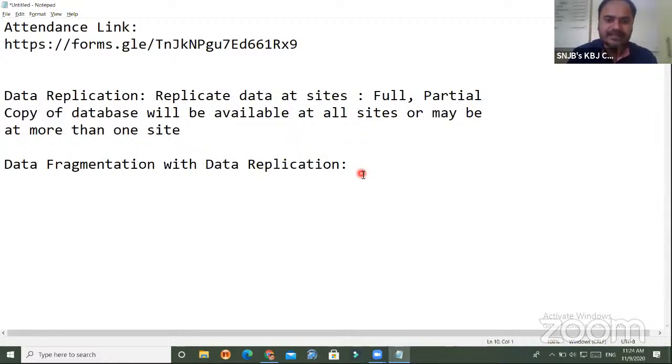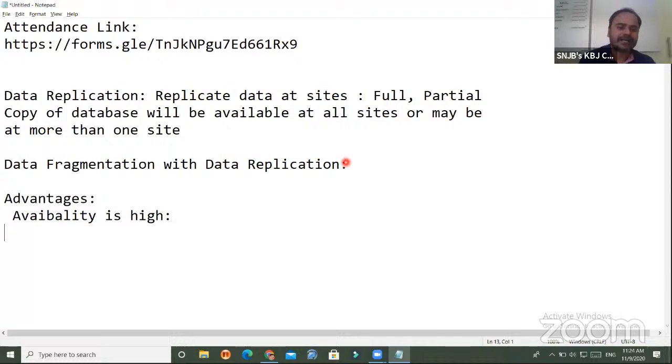Now, why it is needed? मैंने उसका reason भी आपको बताया कि ये क्यों चाहिए. So we have seen its advantages. Advantages क्या है? Availability will be very high. यानी क्या, कोई साइट, एक आध साइट यदि डाउन हो गया तो आपको वो डेटा दूसरी जगह से अवेलेबल हो जाएगा. दिस इज पॉइंट नंबर 1.